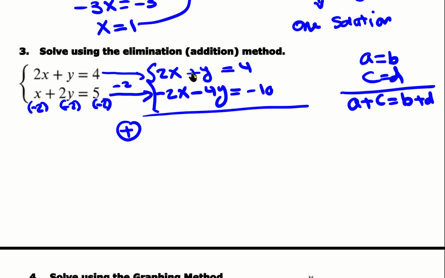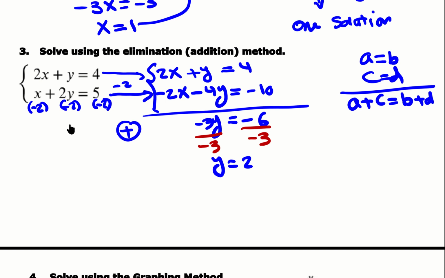So all we're going to get is 1y minus 4y, which is negative 3y, equals, now we're going to add these, 4 plus negative 10, that becomes negative 6. Now we go ahead and divide both sides by negative 3, and we end up with y equals 2. All right, so we're not done yet because we only have the y value.